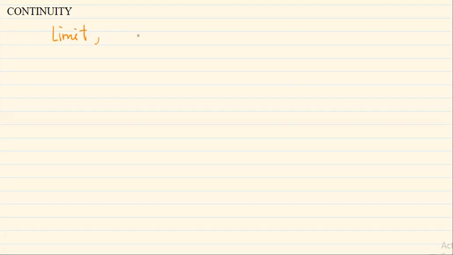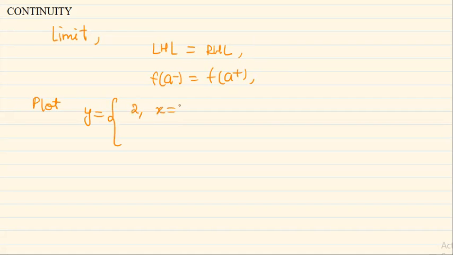In limit you know that LHL must be equal to RHL, but we can say that f of a minus is equal to f of a plus, right? If I ask you to plot a curve y is equal to 2 when x is equal to 1, and x otherwise, it means the domain is all real numbers except at one point, the rest is y is equal to x. The graph is like that.